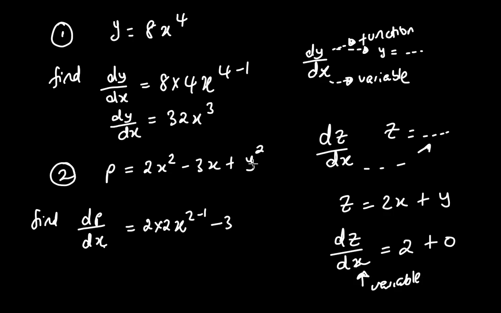What about here? Is the variable x? No, the variable is y. So all of this is taken as a what? As a constant. And what is the derivative of a constant? It's 0. No matter what the constant looks like, the fact that it's not the variable we're respecting, the derivative will be 0 for that. So it means dp over dx would be equal to 4x minus 3.